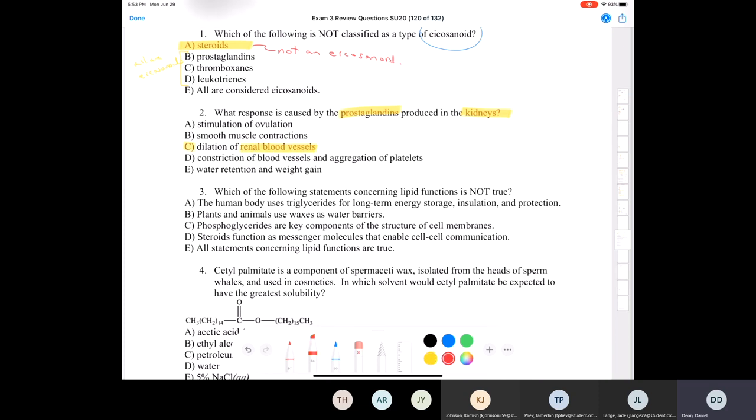Because renal is related to what? Related to the kidneys, okay? In French, kidney is rein, so it's easy to remember. Not that you need a French lesson or anything.